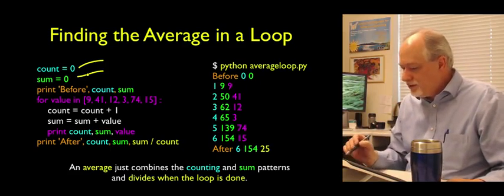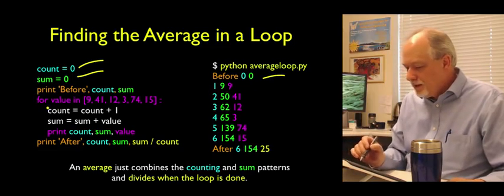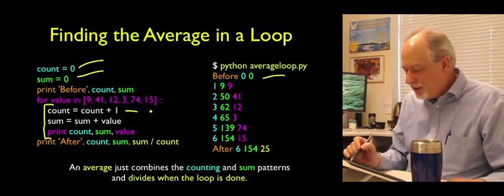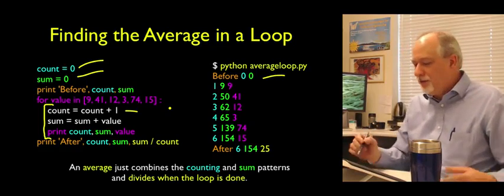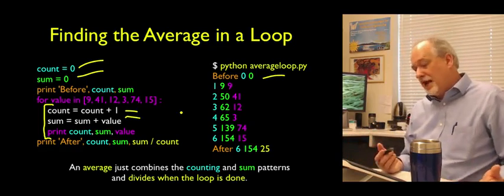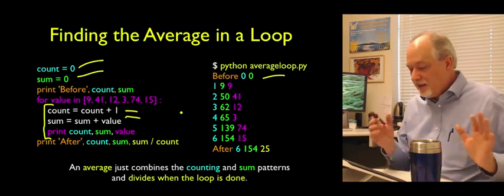And then the count and the sum start out at 0, and then each time through the loop, count equals count plus 1, so we're adding 1 to count. Sum equals sum plus value, so we're adding the value.